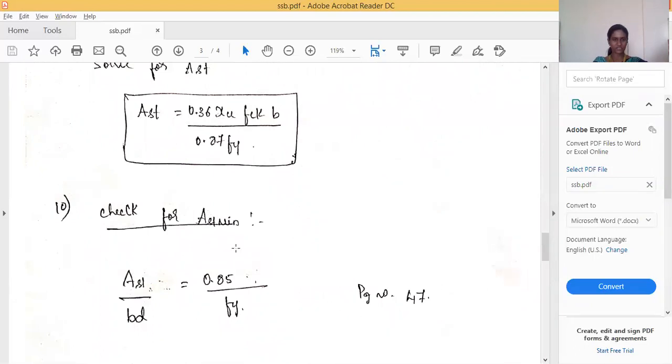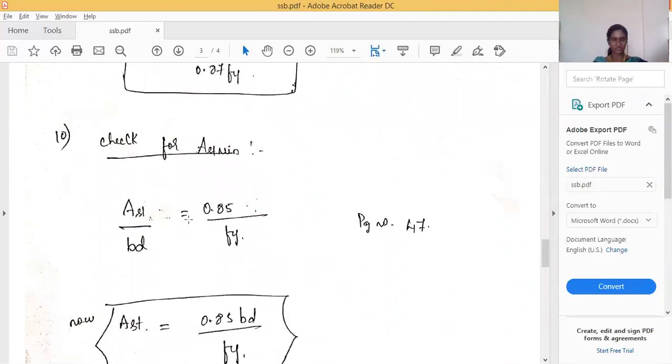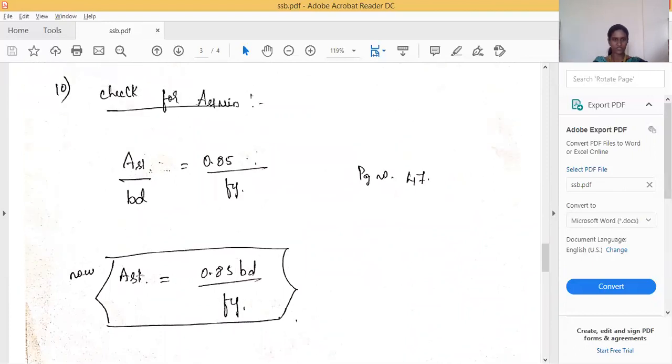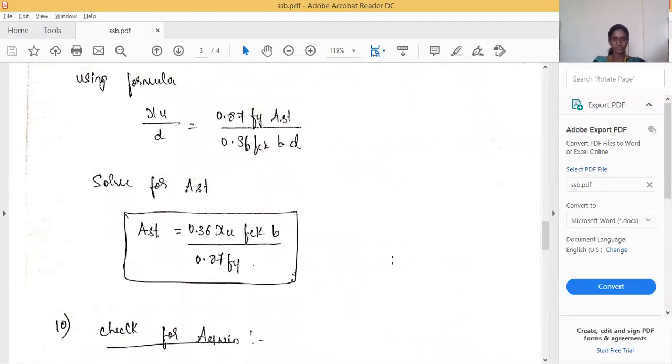Next, you have to check for the AST minimum. So again, from the code book, for minimum AST, we have the formula AST by BD is equal to 0.85 by Fy, from page number 47. So now AST is equal to 0.85 BD by Fy. So you can compare the AST minimum with the AST provided. So this is about the calculation procedure. So next we'll study about the Excel.